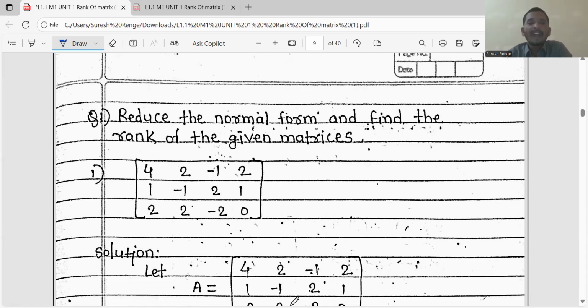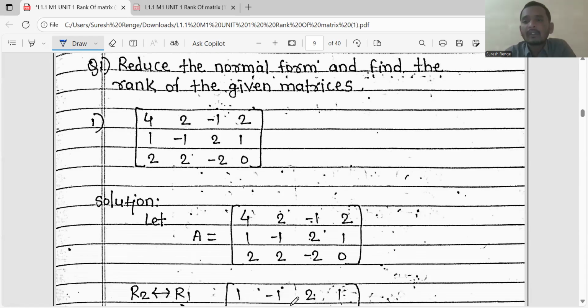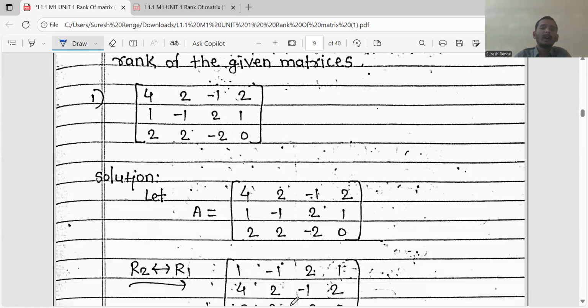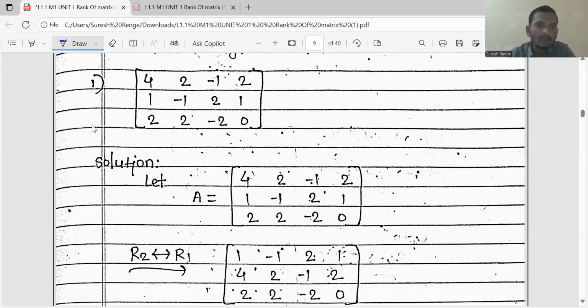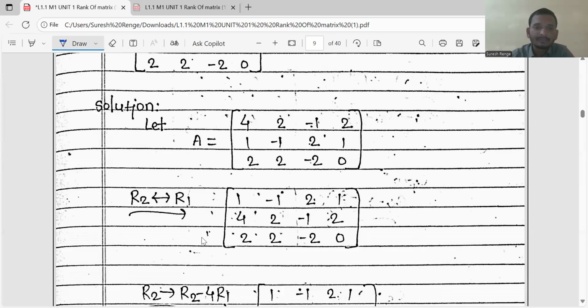Reduce to normal form and find the rank of the matrix. This is the question. This question has 5 marks weightage. We are discussing question number 1, and we want to reduce the matrix into normal form and find the rank of the matrix. For the solution, write down the given matrix as it is.